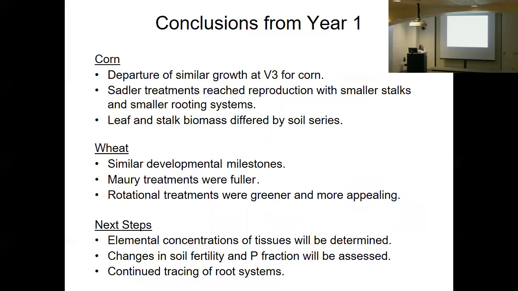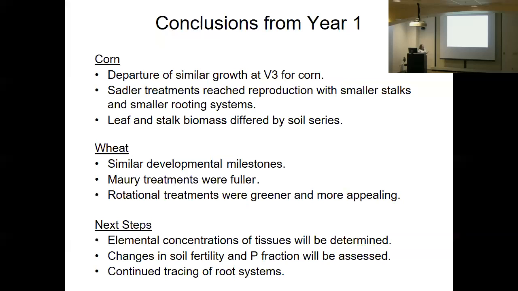Now the wheat reached similar developmental milestones across all treatments. The Mori treatments were fuller than the Sadler due to the higher phosphorus concentrations. But overall, the rotational treatment, regardless of if it was Mori or Sadler, was greener and more appealing than the wheat grown without a rotation.